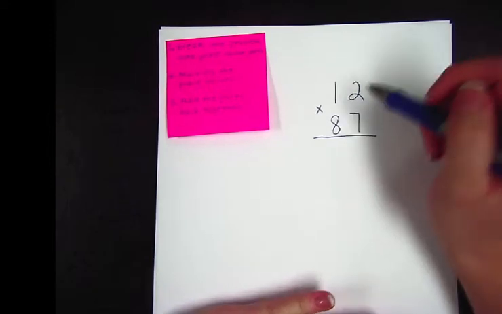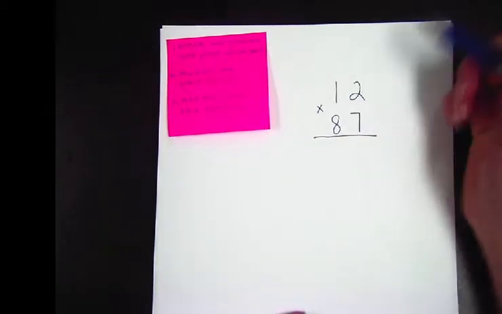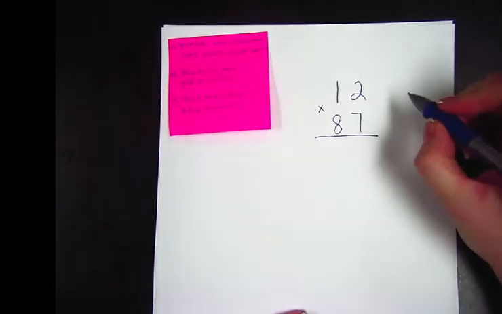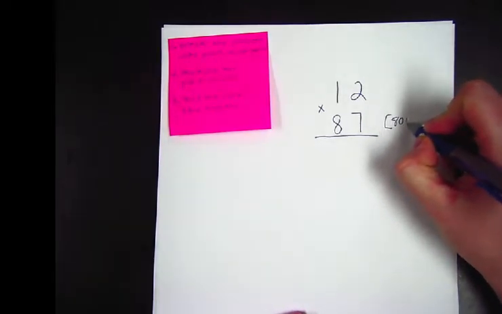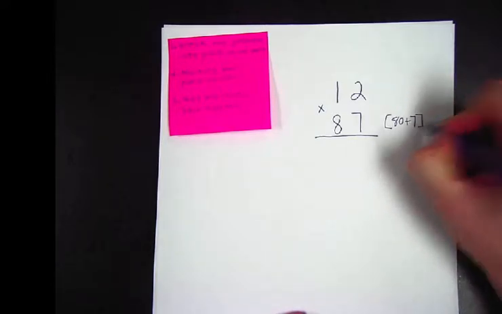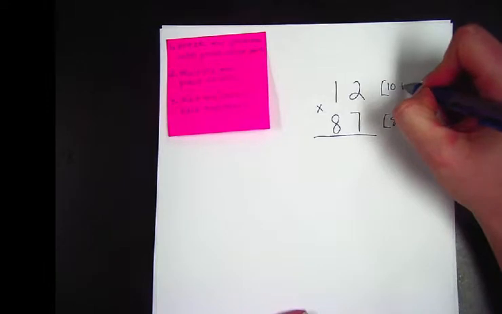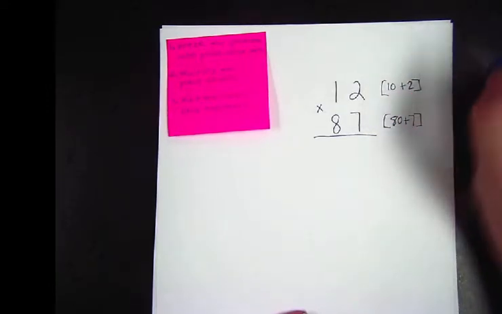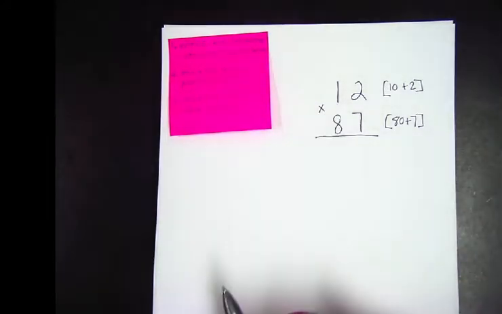My turn. This time I have 12 times 87. I'm going to do what Mrs. MacPhail did and write the numbers off to the side. 87 is really made up of 80 plus 7. And 12 is really made up of 10 plus 2. And now I'm actually going to use the numbers over here as I multiply this time.